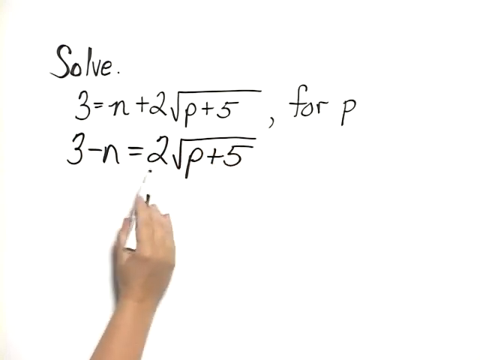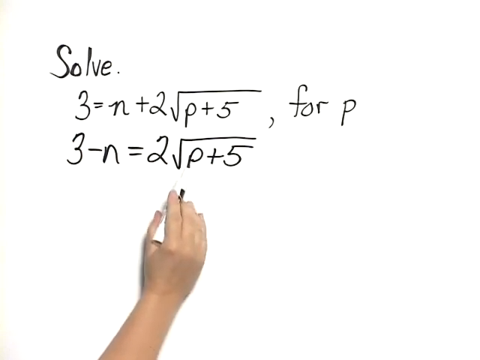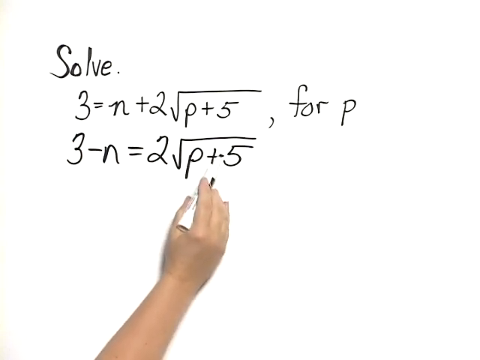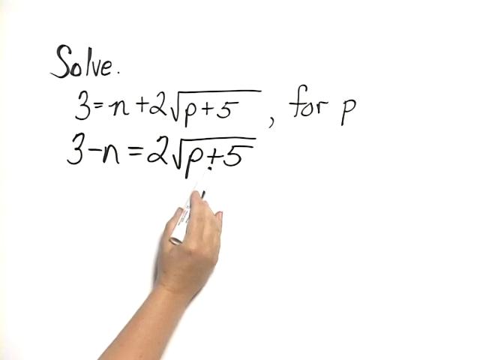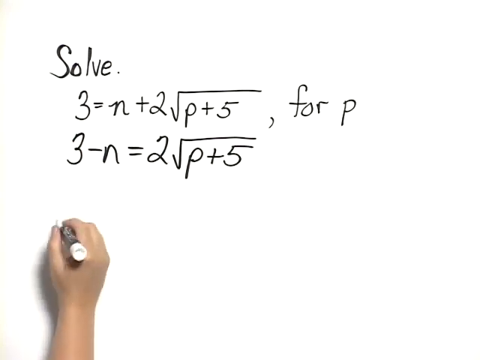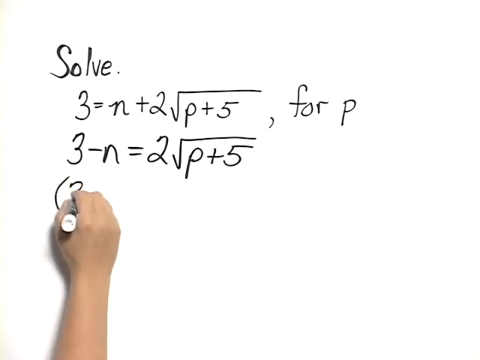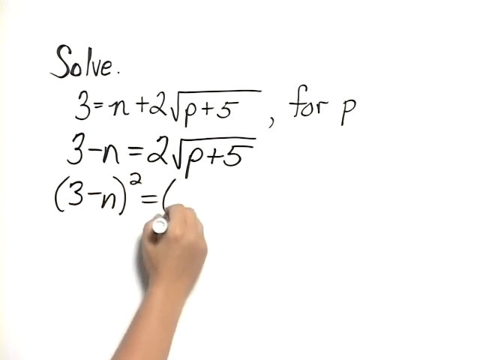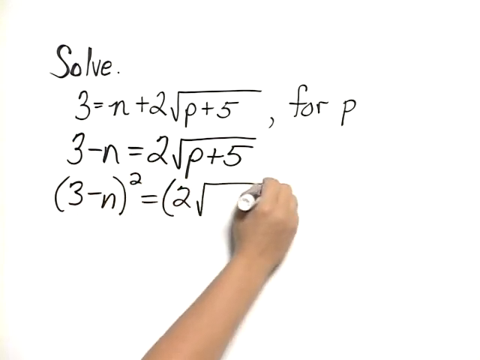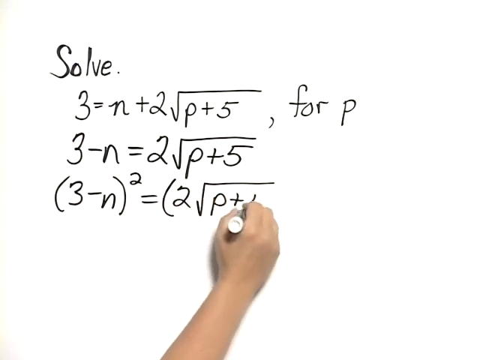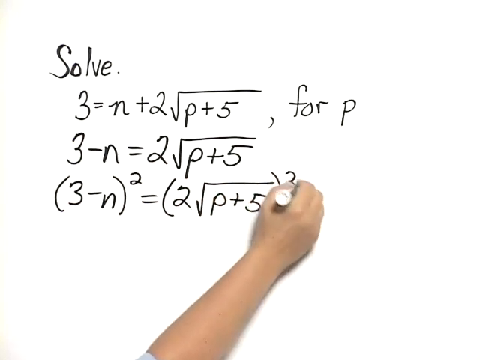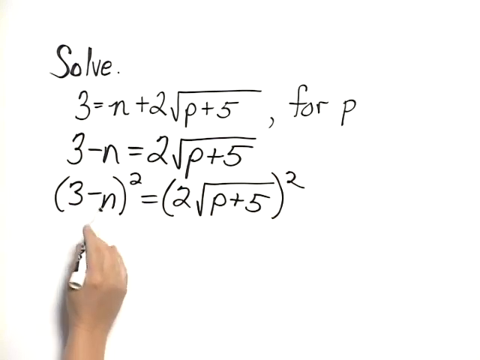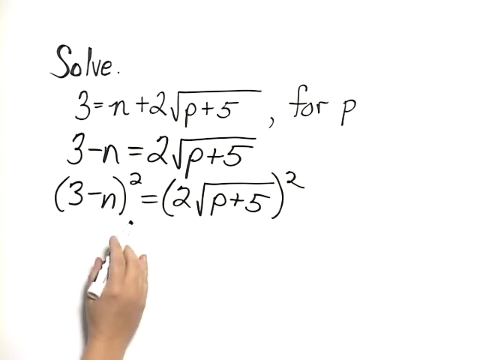Now we have p + 5 under the radical sign, so I'm going to square this side of the equation and square the other side of the equation. I have (3 - n)² = (2√(p + 5))². Notice I've squared the entire side of both sides of the equation.